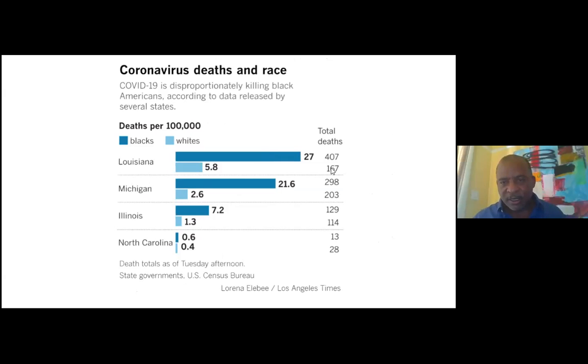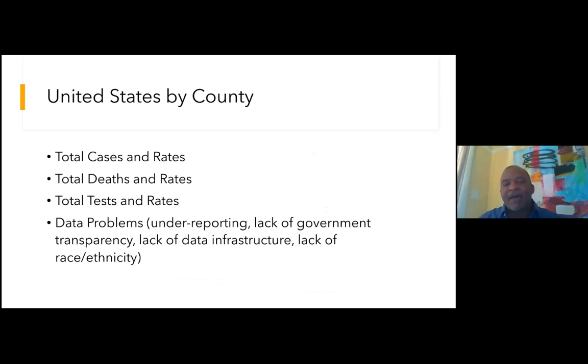So these are studies from, I think it was this Tuesday. 407 of them were African American. So the race: Michigan, 298 versus 203, and then the rate, when you consider that in the population, the death rate for African Americans is 27 per 100,000 versus 5 for whites in Louisiana. It's 21.6 per 100,000 in Michigan versus 2.6 for whites in Michigan. It's 7.2 in Illinois versus 1.3 for whites, and in North Carolina, those rates are much lower, but still there's a discrepancy, right? So there's clearly, in these cities, an overbearing number of African Americans who are dying from coronavirus. Now, the data that we have on that is very limited.